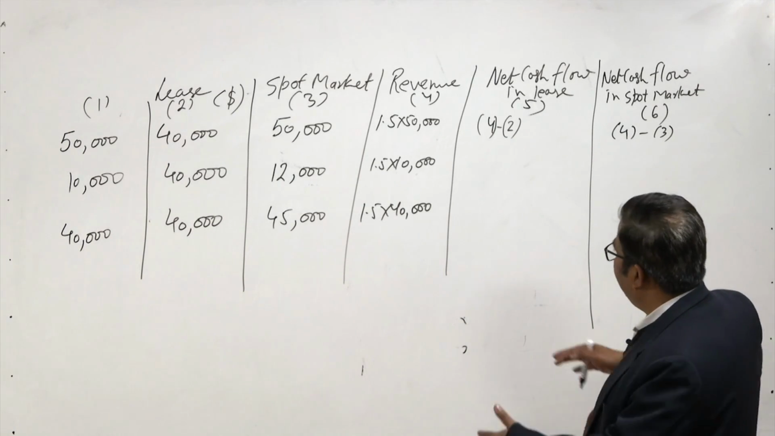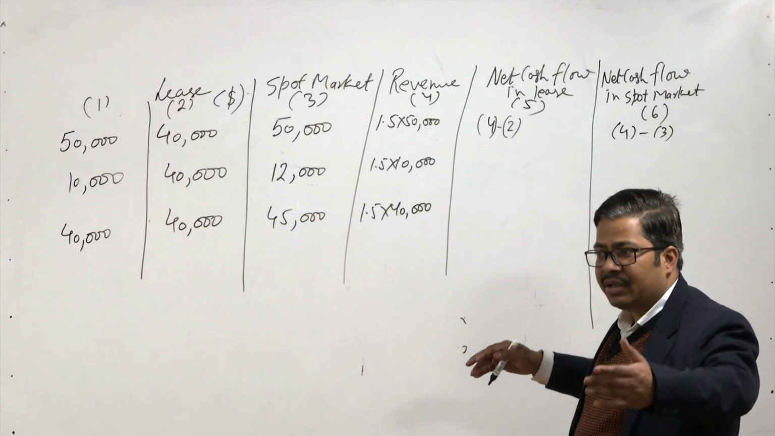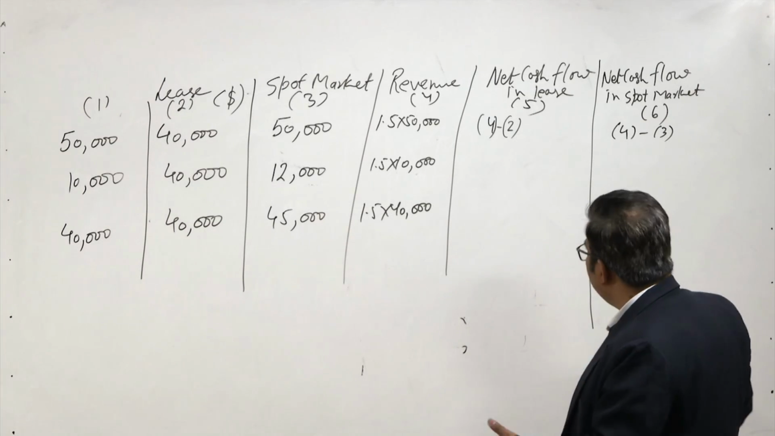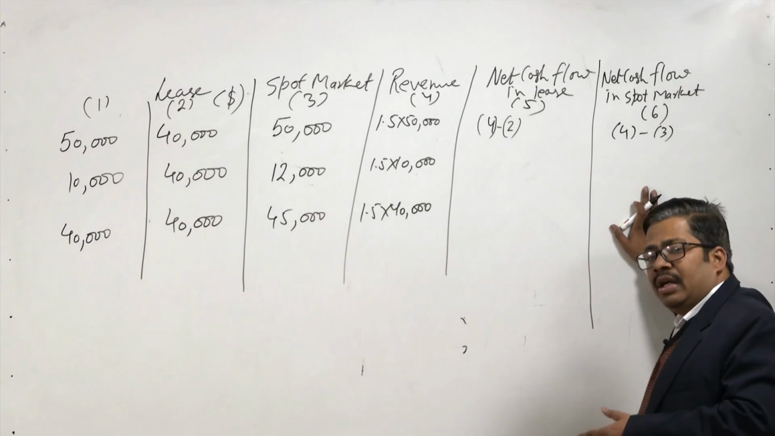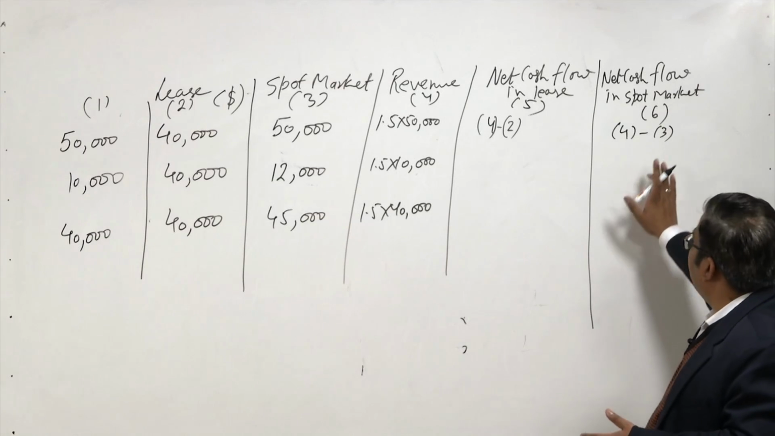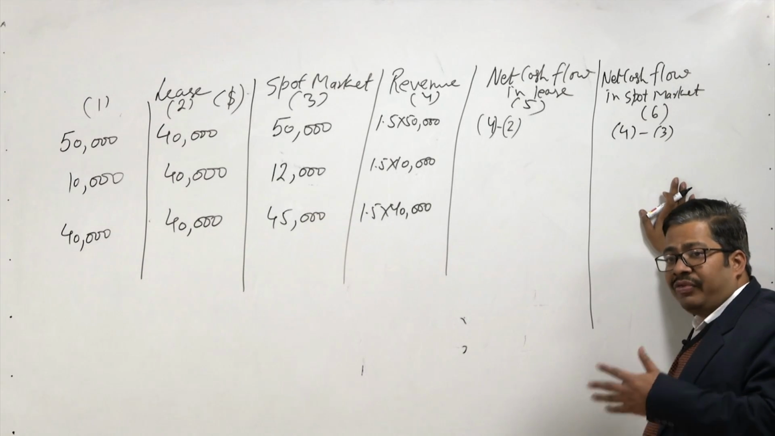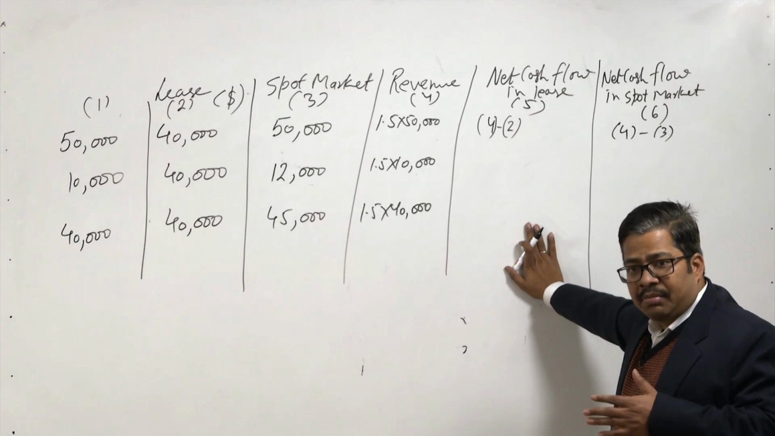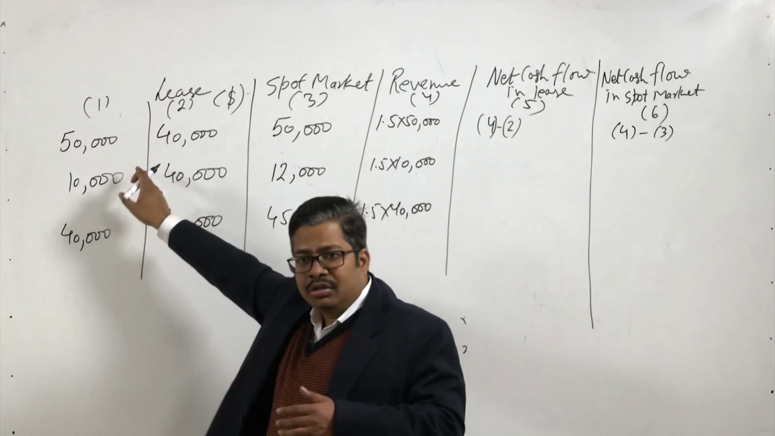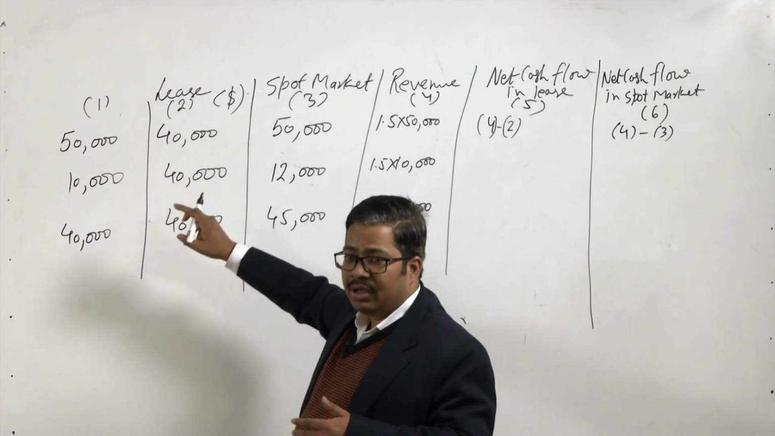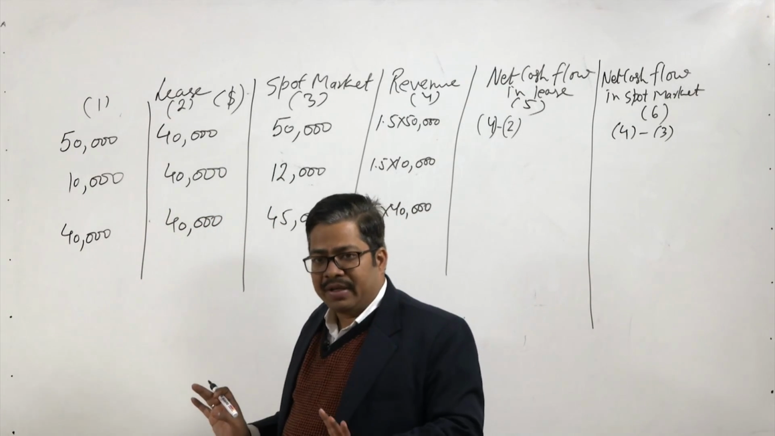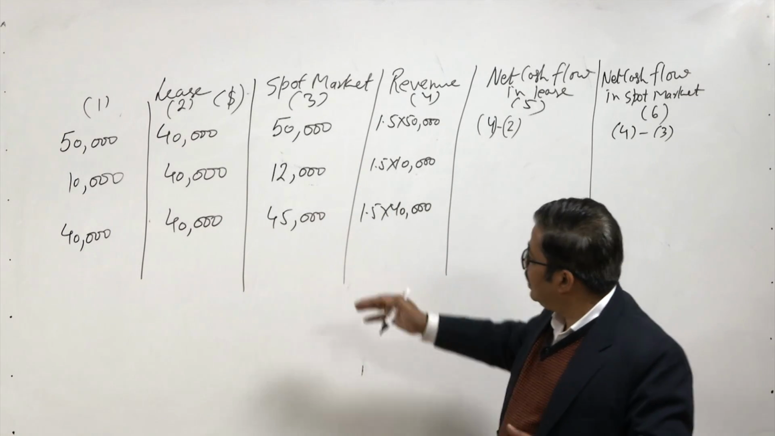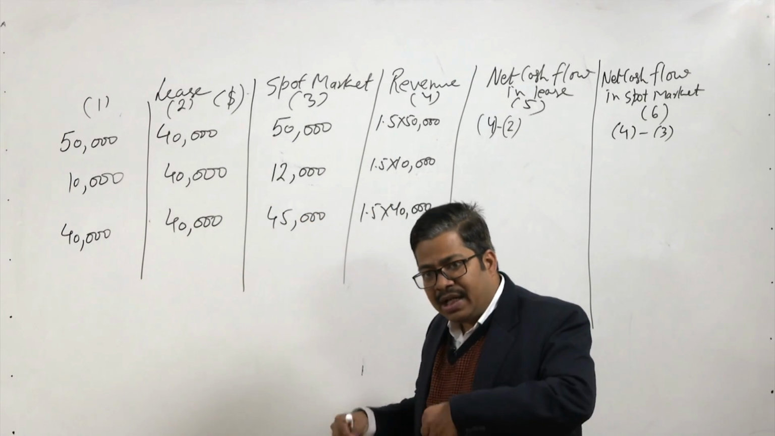It is possible that when you complete the calculation, it is advantageous for me to go for the spot market and not to go for the lease arrangement, because here you are constantly paying 40,000 irrespective of whatever level of demand is there. In spot market, I am able to adjust this, though I am paying slightly higher cost.